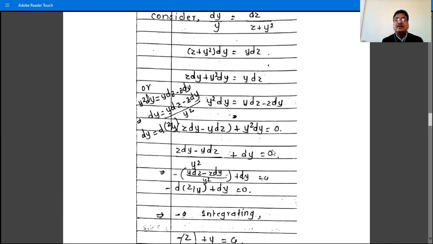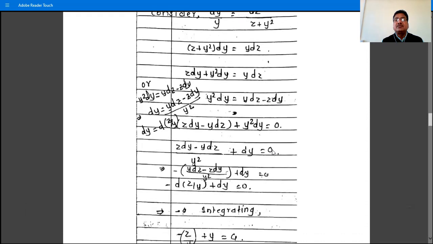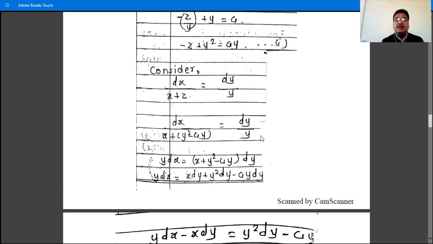Okay, then consider the first ratio and second ratio. What happened? There is x, there is a z, but we can write z from this equation number 1 in terms of y. So write z as y square minus c1y. And so z gets cancelled, and therefore there are only two variables now, x and y. And then separate the variables.